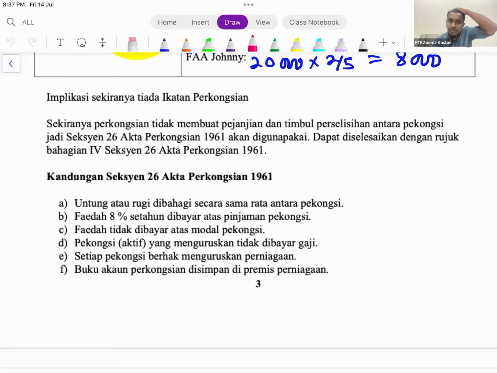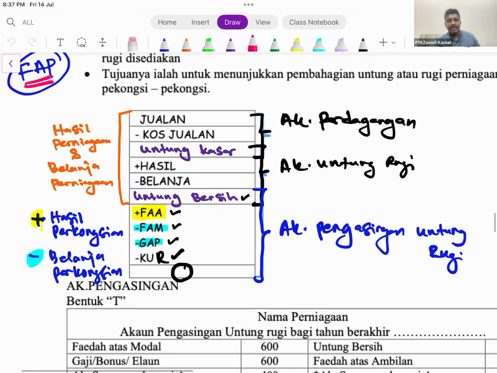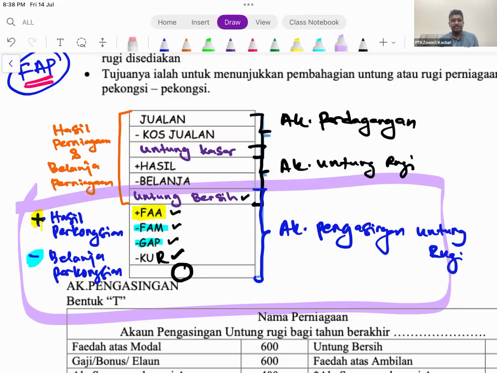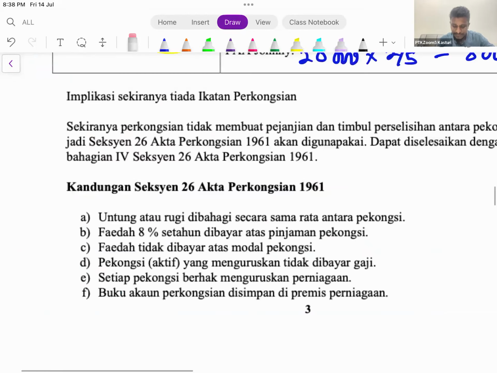Last week, kita buat perkongsian, right? Kita ada belajar macam mana nak kira faedah atas ambilan, faedah atas modal, faedah atas pinjaman, and also kongsi untung. These are the 4 things that we learned last class. And also, I introduced you the format kepada akaun pengasingan untung rugi, especially this part. Just to recap, do you still remember or not?